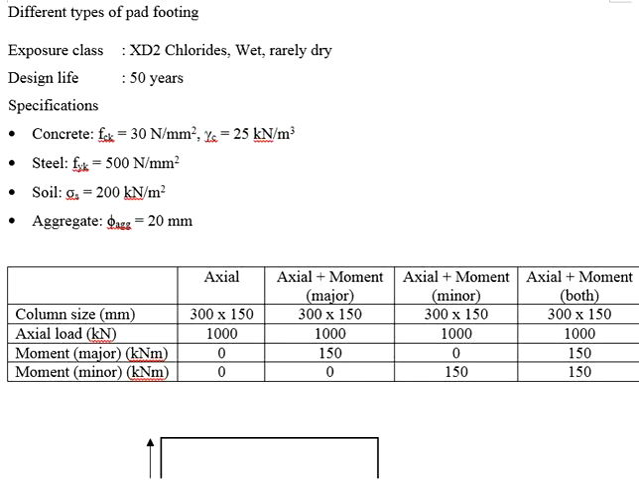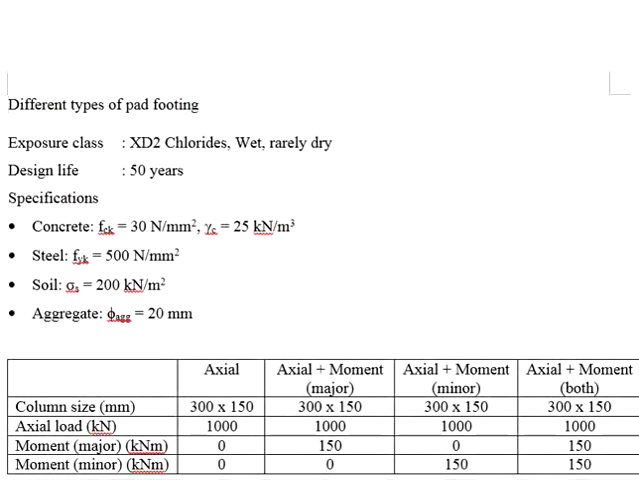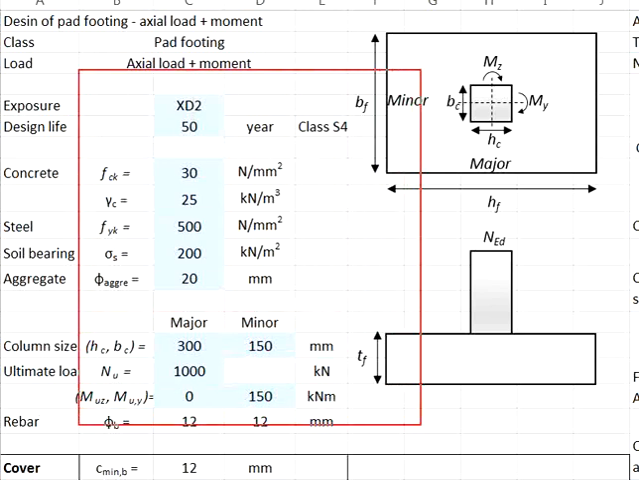Next, we're going to cover the pad footing subjected to axial load, only now the moment is acting in the minor axis with the same magnitude of the moment but acting in different axes. You can make comparison in terms of the differences of the design calculations for these two examples. Without further ado, let us get started. These are the specifications.